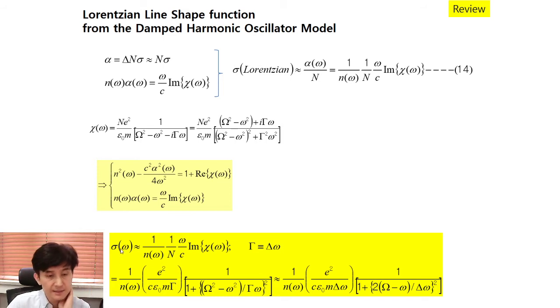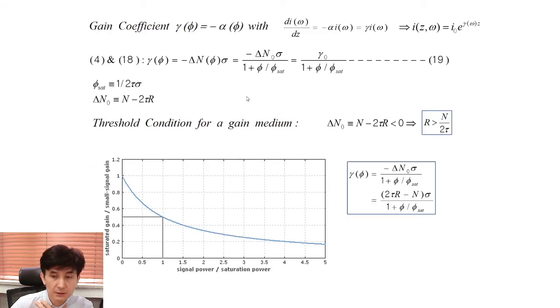And in the realistic case, sigma can be represented with the simple approximated result with this one, and this is the simplified expression for alpha or sigma, because alpha is n times sigma here.